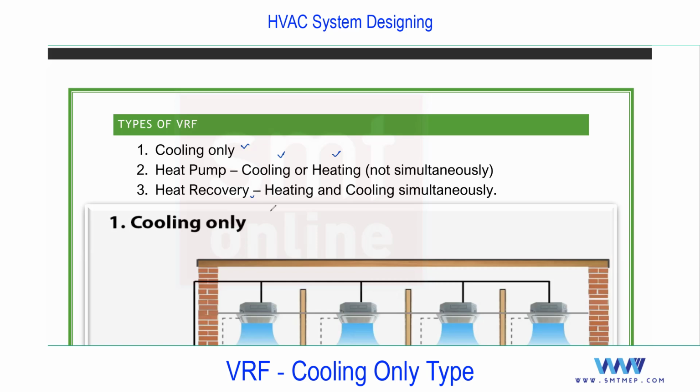Cooling system you can understand easily. In heat pump, you'll find a 4-way reversing switch. And in heat recovery, the advanced type, you'll find 3 pipes. You see point 1 and point 2: cooling only and heat pump is a 2-pipe system, and the heat recovery is a 3-pipe system. We'll discuss in detail. So what I explained, the same is in the images.